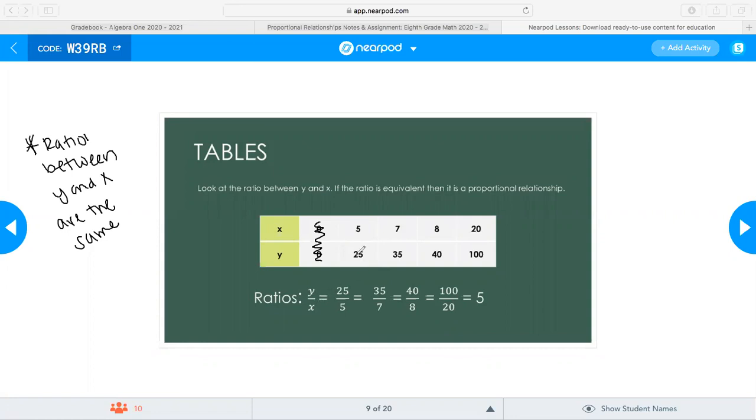So when I do y over x, 25 over 5 reduces to 5. Y over x, 35 over 7 reduces to 5. And if you don't know what it reduces to, you're just dividing. 35 divided by 7 is 5. Y over x, 40 over 8 is 5. Y over x, 100 over 20 is also 5. So the ratio y over x equals 5.